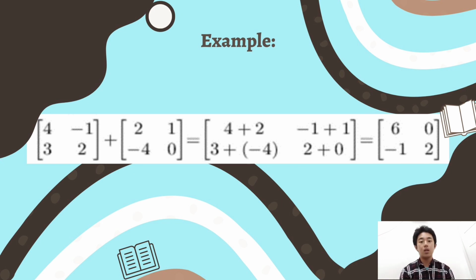So we write down -1 in the second row, first column. Get it? And 2 plus 0 means 2, so we write it down in the second row, second column. So the answer is 6, 0, -1, and 2. 6 is the first row, first column. 0 is the first row, second column. -1 is the second row, first column. 2 is the second row, second column. So the sum of the matrices is 6, 0, -1, and 2.